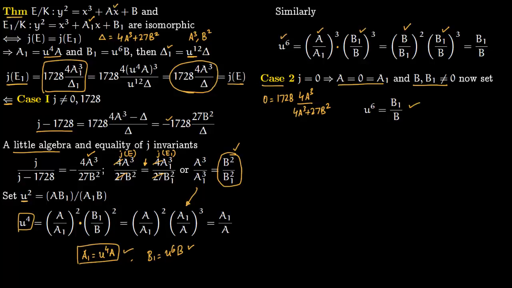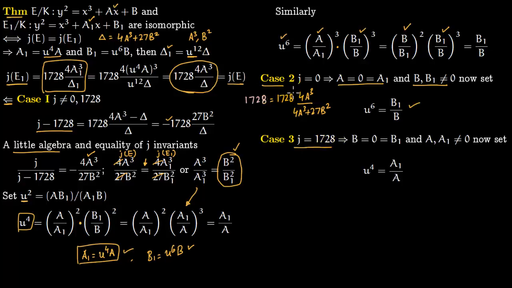In the third case, if j is equal to 1728, then you cancel these two out, so you get 1 here. So the numerator has to be equal to the denominator. That is, 4a cube has to be equal to 4a cube plus 27b square, and that will only happen if this part is 0. That is, b is 0. Now a and a1 are non-zero, and to set them equal you have to use this. So you set u4 as a1 over a.